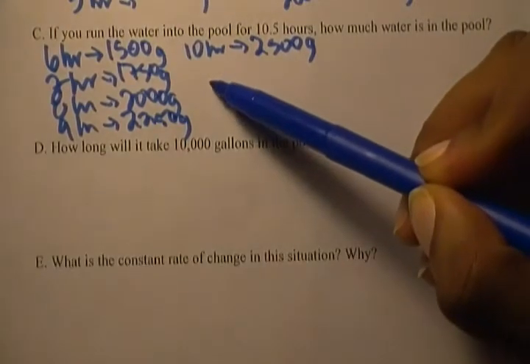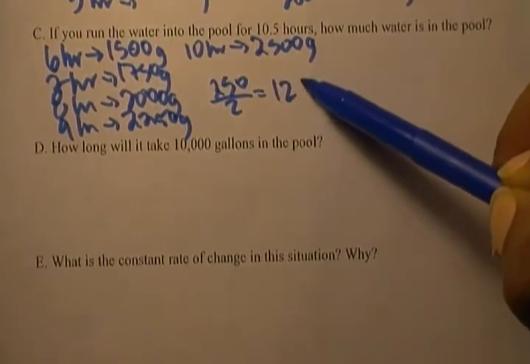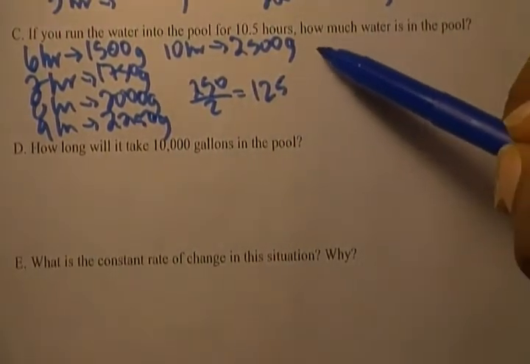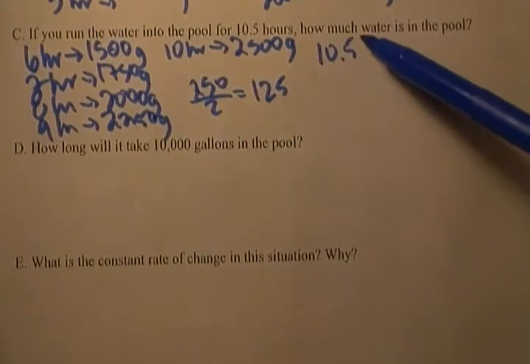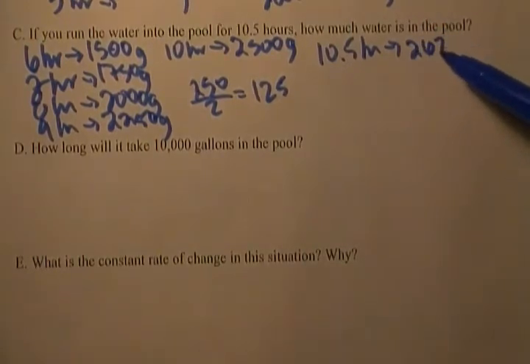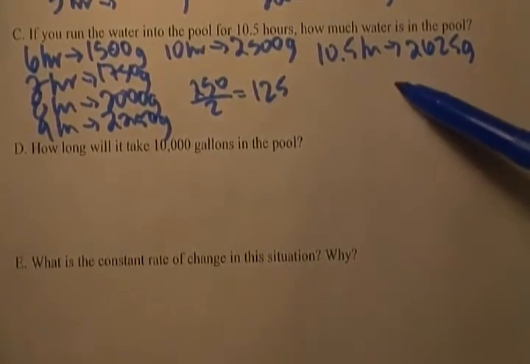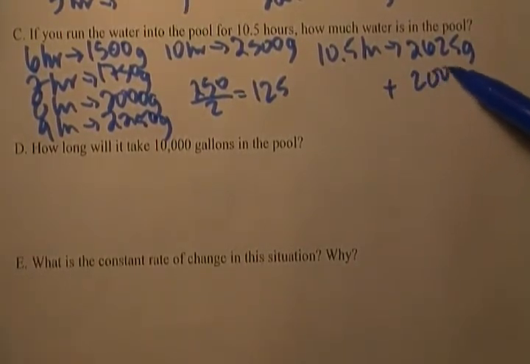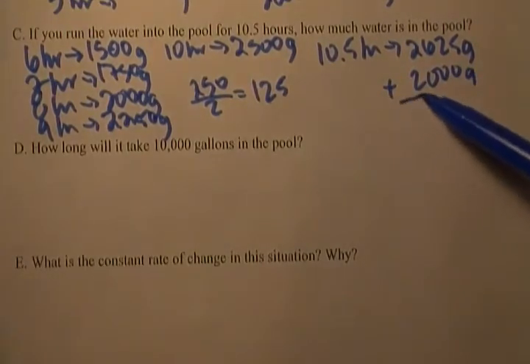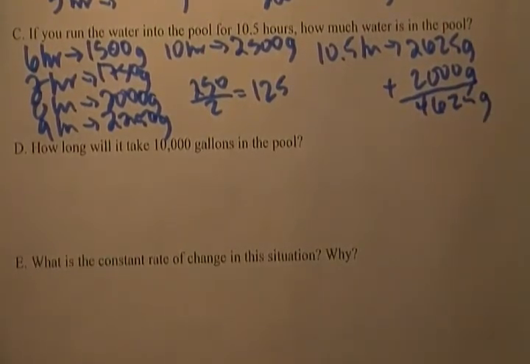We know that half of 250 is 125. So that means in 10.5 hours, that's 2,625 gallons poured into the pool. Now if we take that amount and add it to the amount of gallons that's already in the pool, that means that 4,625 gallons are now in the pool after 10.5 hours.